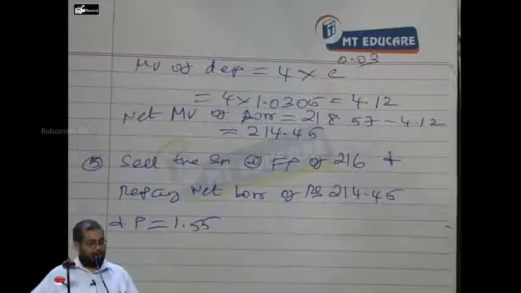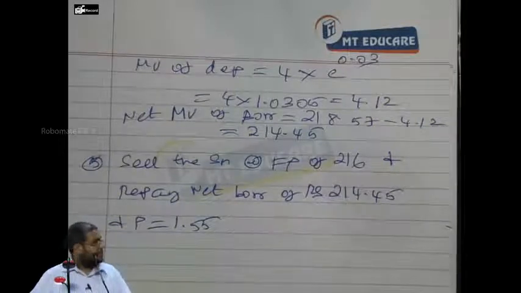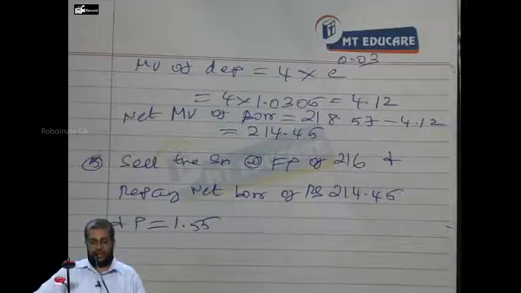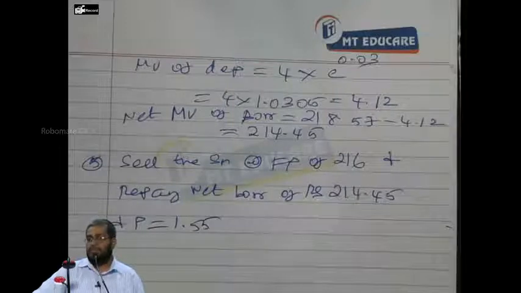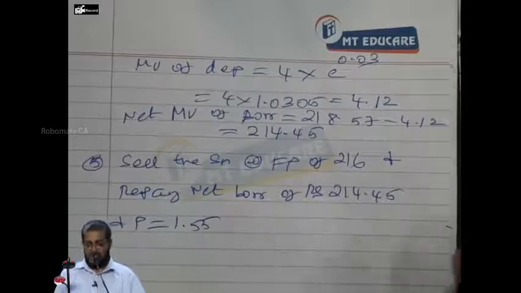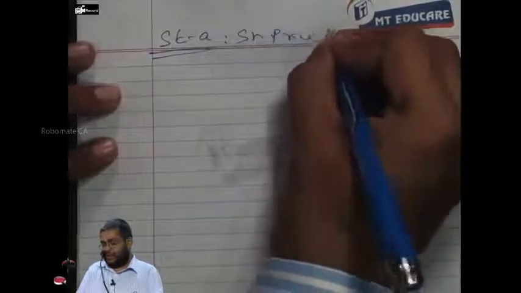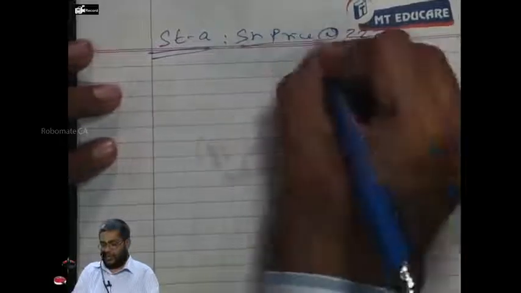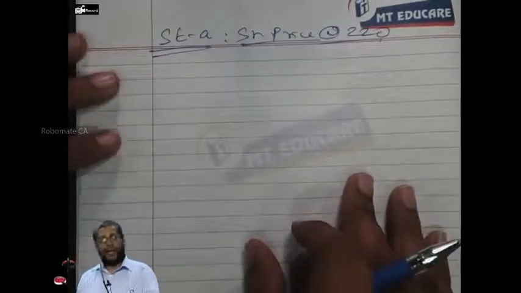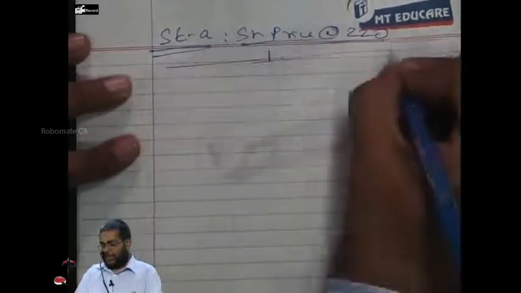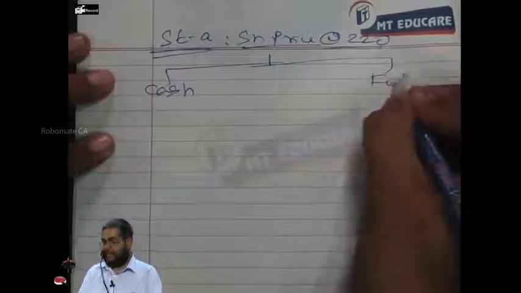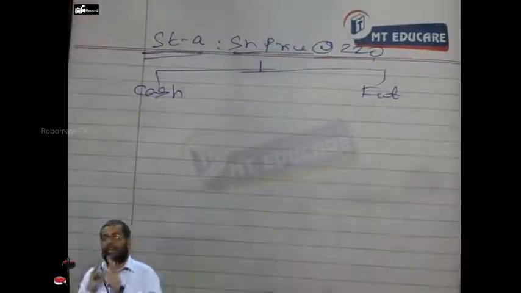Point number 2. If the contract is cash settled, the profit is booked as follows. Let us have two numbers. Situation A: share price at 220. Can I start now? Tell me, I am having my position in how many markets? Two markets. One is cash, another is futures.